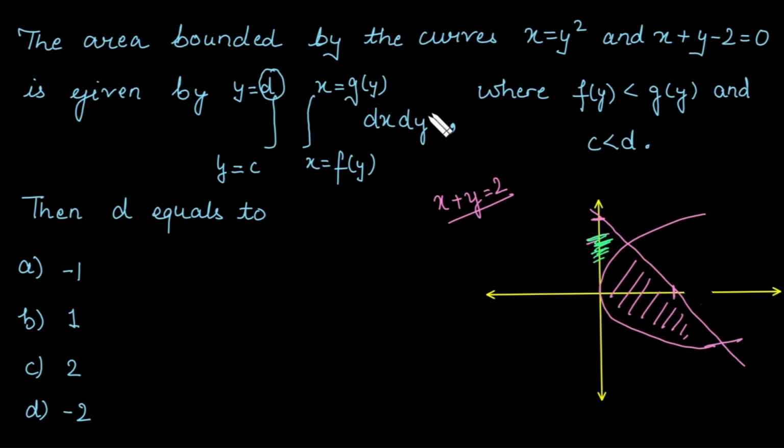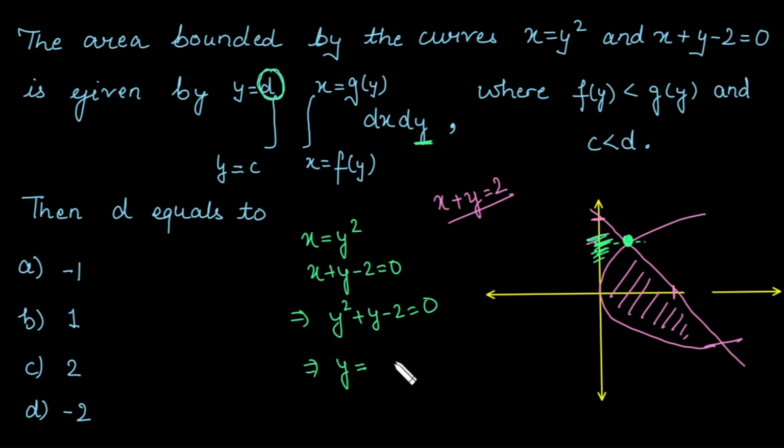Which limit do we need? That is for the y upper limit d, meaning the maximum value of y. So where is the maximum value of y? That is here. Now it means we need an intersecting point. So simply find the intersecting point of these two. x is equal to y square, x plus y minus 2 is equal to 0. From here, y square plus y minus 2 is equal to 0. Simply put the value of x as y square here. We have this. This implies y is equal to minus 2 and 1. So what is the maximum value of y here? 1. Hence option B is correct.